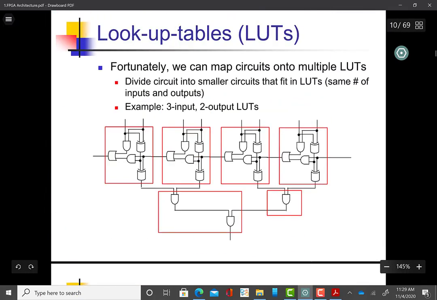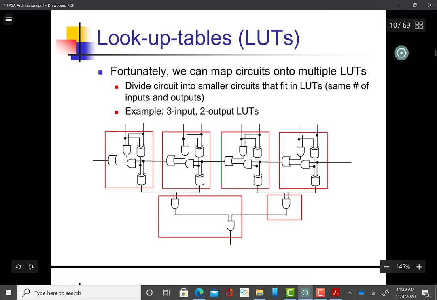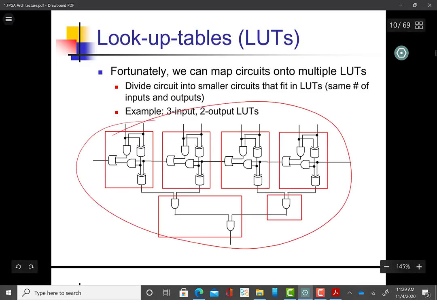Okay, so how then do we map circuits onto these lookup tables? Imagine we have a big circuit like this one. This circuit has how many inputs? It has inputs, for example, let me call them A, B, C, D, E, F, G, H, I. These are the inputs, and how many outputs? It has just a single output, call it O.